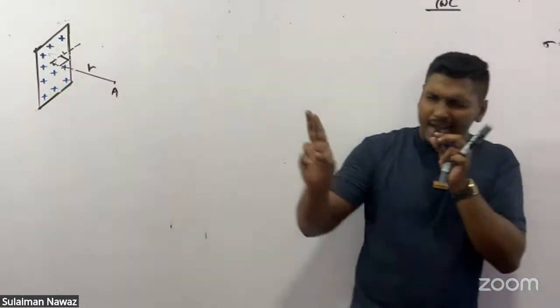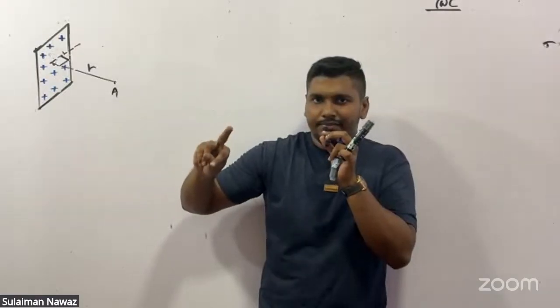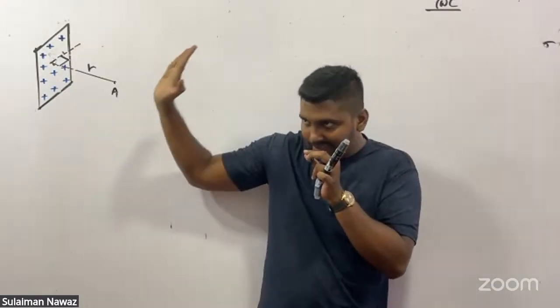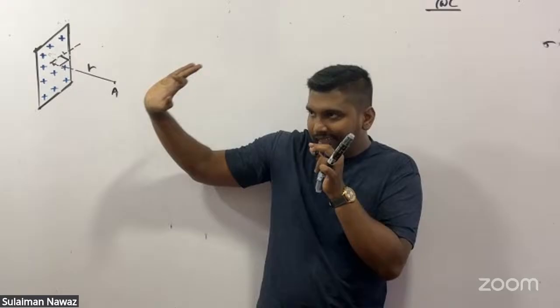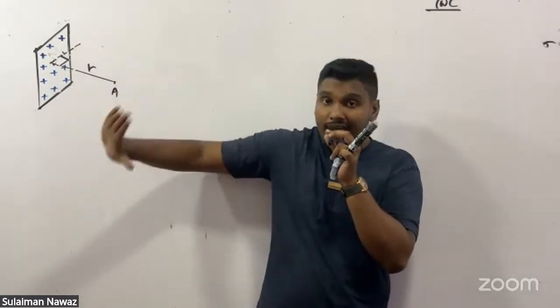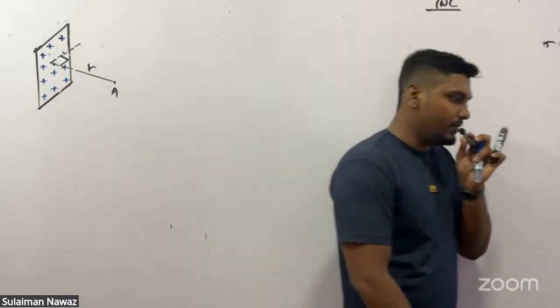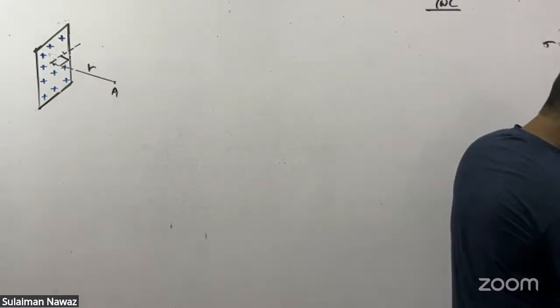But remember, now you can get the intensity at this point by following 2 different methods. One can consider only one side of the plate and find the intensity at this point. Or one can consider both sides of the plate and find the intensity at this point. I will explain you, don't worry.